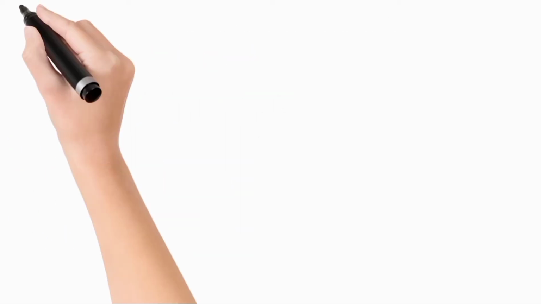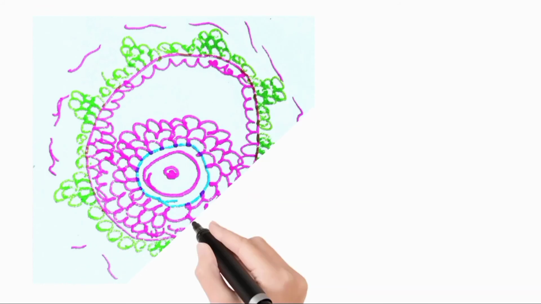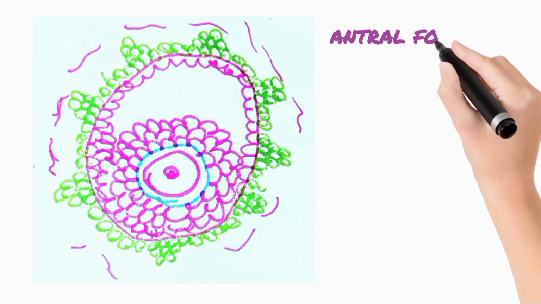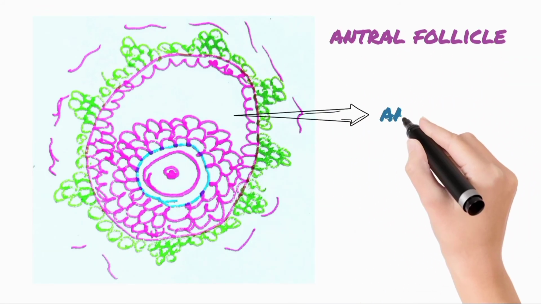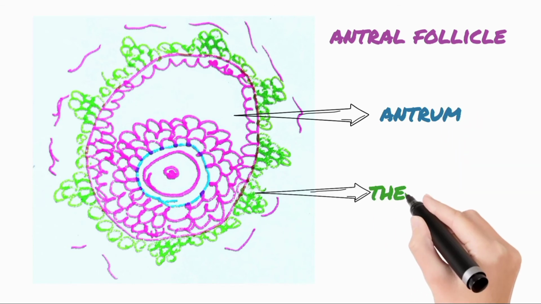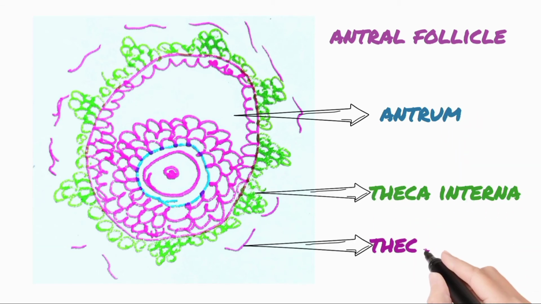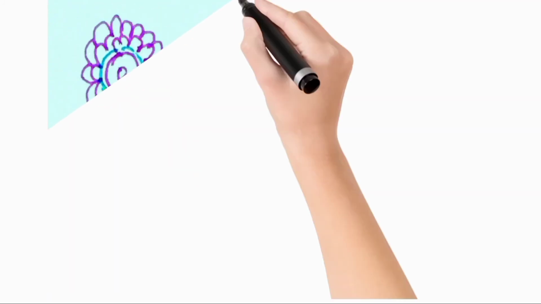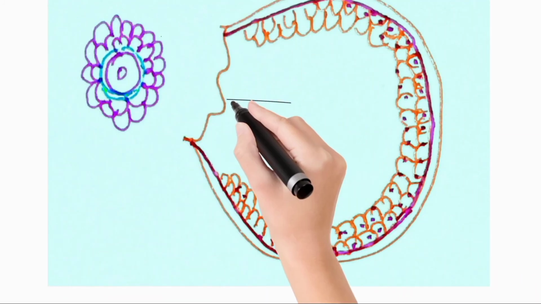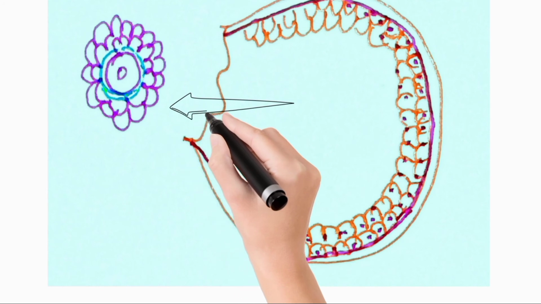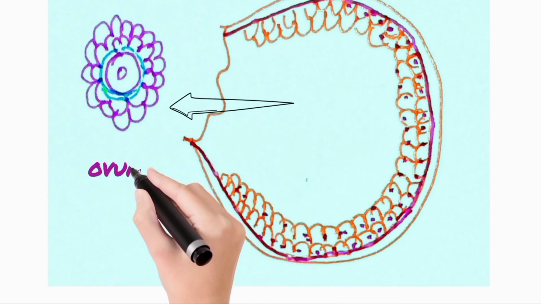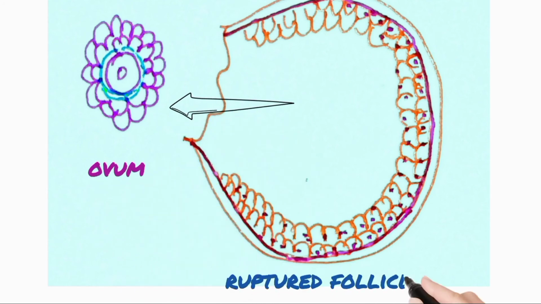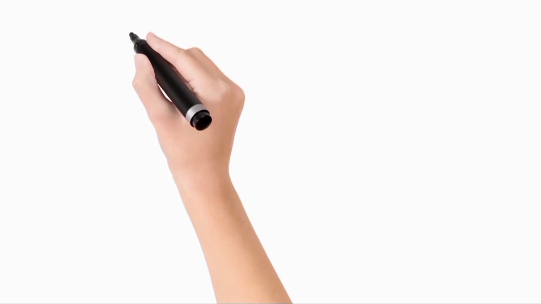Due to this activity, a fluid-like substance starts to fill the follicle. It is known as an antral follicle. Then the theca cell is surrounded by a hair-like structure, the theca externa. Due to the estrogen stimulation, the LH surge occurs. With the LH surge, the ovum is liberated from the ruptured follicle.